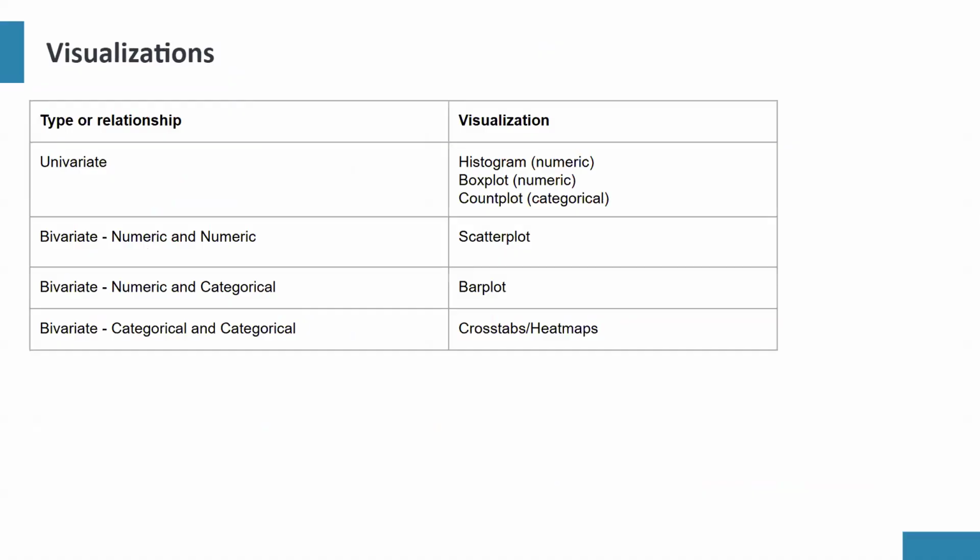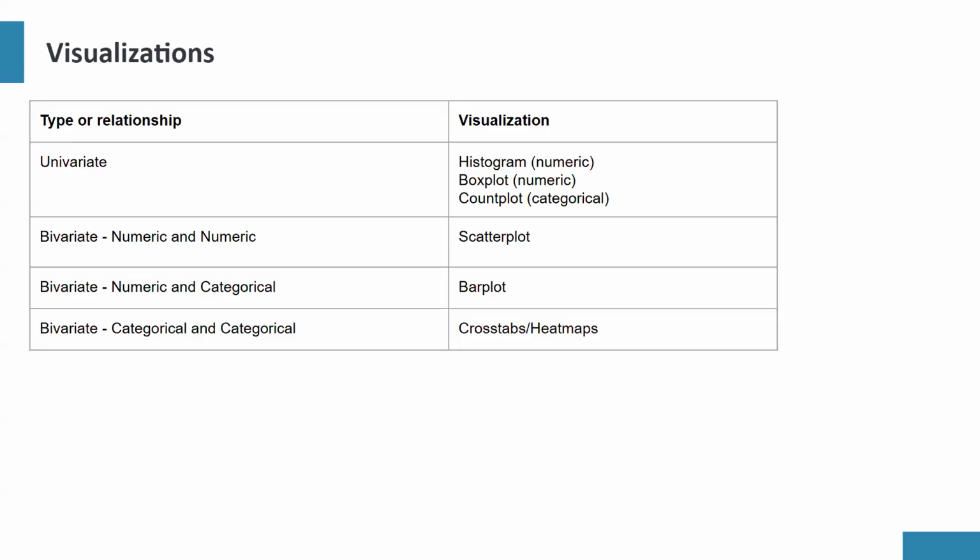Visualizations, it's just important to know when to use what visualization. For univariate analysis, if it's numeric, we're looking at a histogram or a box plot. Histogram is helpful for looking at frequencies, skewness. Box plot is helpful for outliers. If it's categorical, that's where we get the count plot. Bivariate numeric to numeric, we have a scatter plot. Numeric and categorical, we've got a bar plot. Categorical and categorical, we've got the crosstab heat maps.